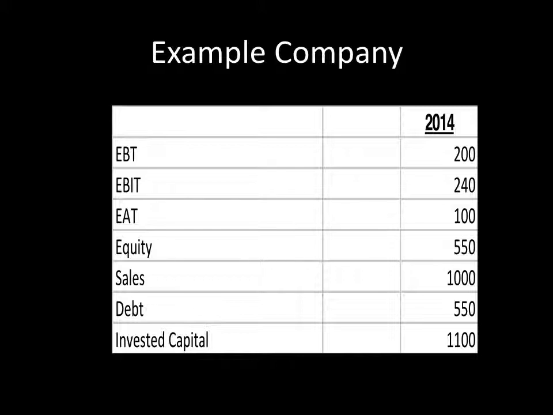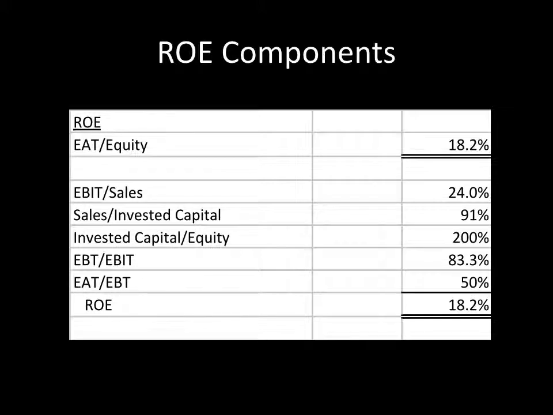If we insert those numbers into that ROE calculation, you'll see the simplified ROE formula. We get 18.2% ROE when we take earnings after taxes divided by equity. Broken down to components, we can see that EBIT divided by sales, in other words, our operating margin as a percent of sales, is 24%. Our asset efficiency, our sales divided by invested capital, is 91%. Our invested capital in relation to equity, in other words, our total debt plus equity in relation to equity, is 200%. So for each dollar of equity, we've got another dollar of debt financing it.